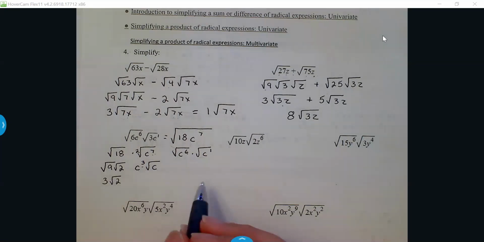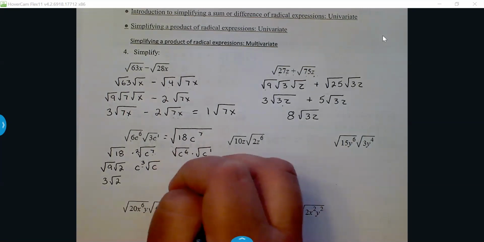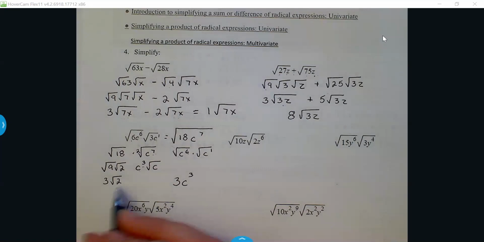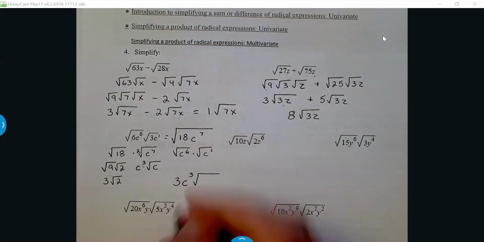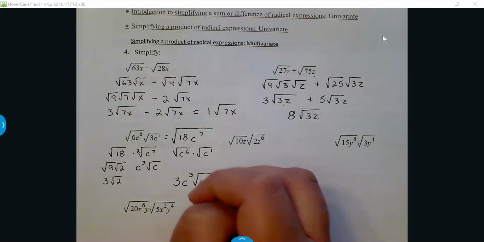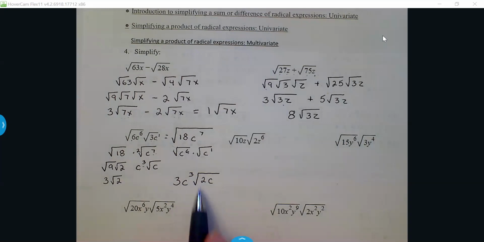What I have to do now is take everything that's not underneath the square root and write it next to each other. So 3c to the 3rd. Then everything that's underneath the square root still, write it underneath one square root. So this would be 2c. So I have 3c to the 3rd times the square root of 2c.